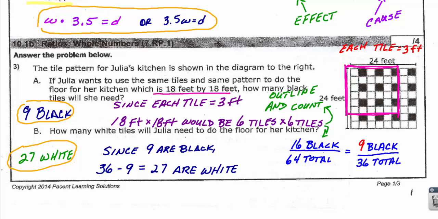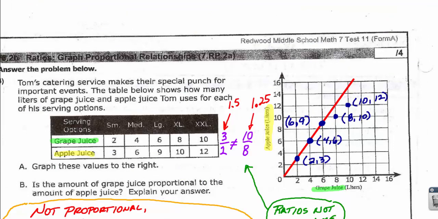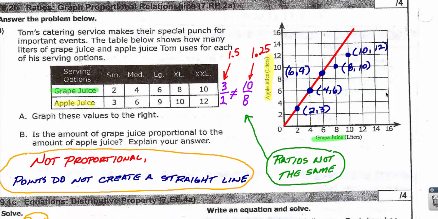Okay, on to the back. So number 4, this is not a proportional relationship. We plot our points. Here's grape juice on the bottom, it says apple juice up the side. We plot our points, and we can see that the first 3 points make a nice straight line, and then it starts dropping off. These points are not on the line.